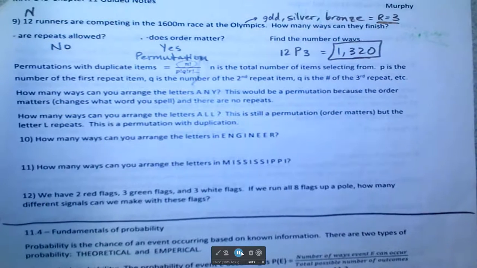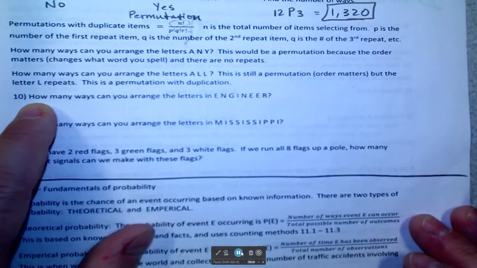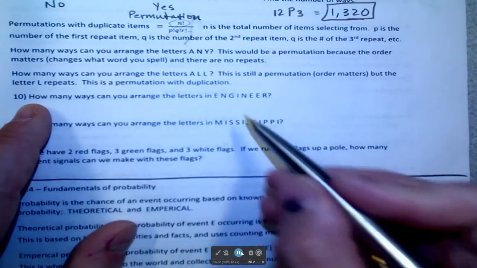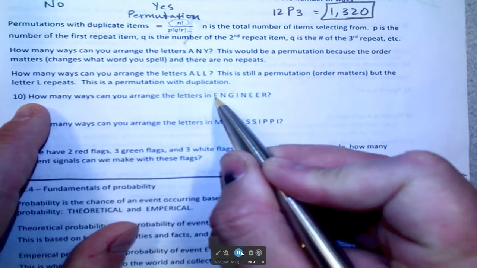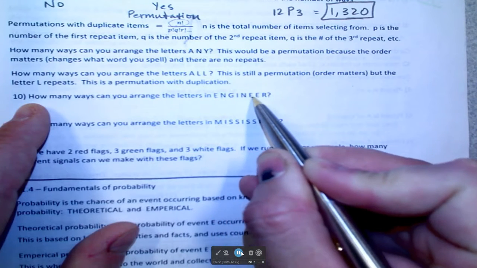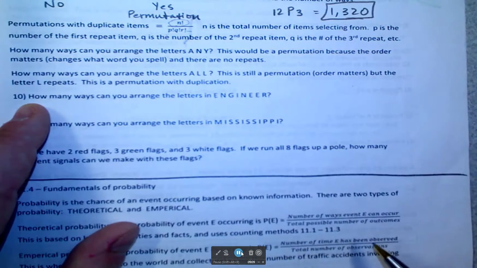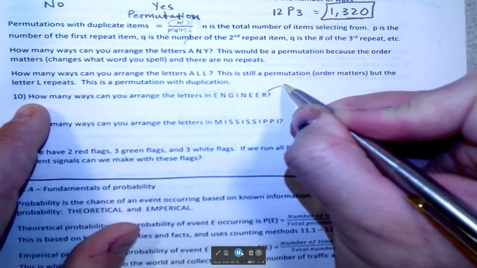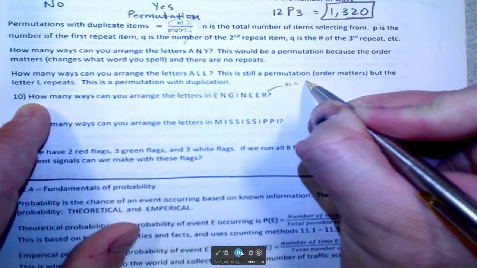And the best way to follow this is to sit down and actually do an example. Okay? So if you have one item that repeats, you'll have one item in the denominator. If you have two items that repeat, you'll have two items in the denominator, etc. Okay? So let's take this number 10 here. How many ways can you arrange the letters in engineer? So I go 1, 2, 3, 4, 5, 6, 7, 8. There are 8 letters. So N is 8.